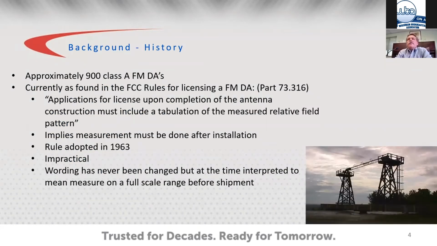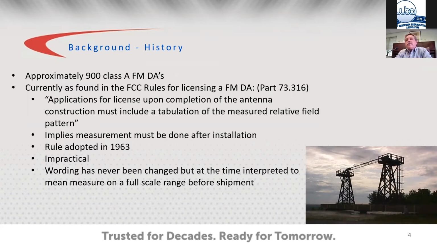So there are approximately 900 Class A directional FM stations in the US. And currently, the FCC rules for licensing a directional FM antenna say that applications for license upon completion of the antenna construction must include a tabulation of the measured relative field pattern. Well, read literally, this implies that the measurement must be done after installation.